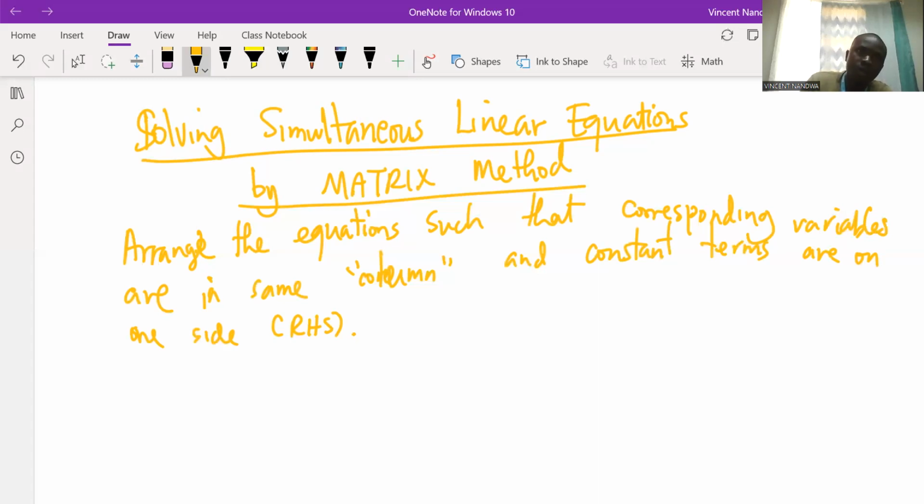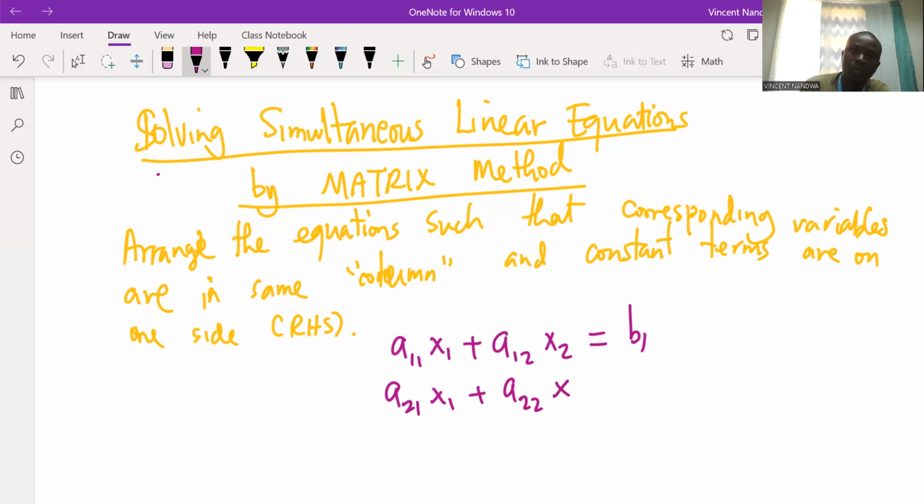So this is what I mean, that you have two equations, A11 x1 plus A12 x2 equals B1, and then arrange the other one as A21 x1 plus A22 x2 equals B2. So such that we have x1 in line, x2 in line, and then the constants are on the right-hand side.